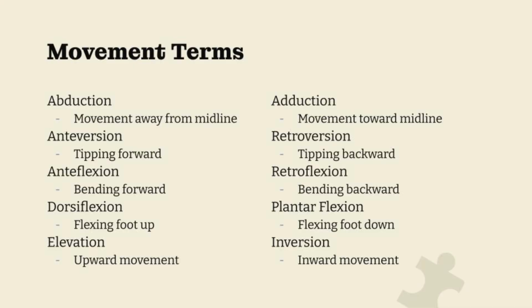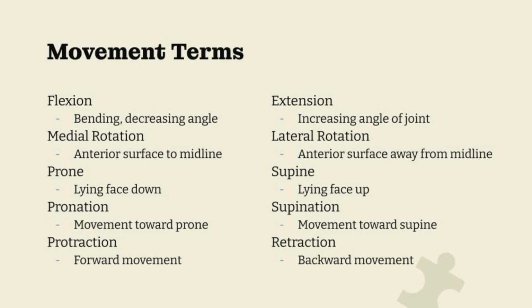Elevation, upward movement. Inversion, inward movement. So again, elevator, going up. Inversion is inward. We have flexion, which is bending or decreasing the angle, and extension, which increases the angle. So flexion, say we're putting our head down, it decreases the angle of our chin to our neck, right? And extension increases that angle.